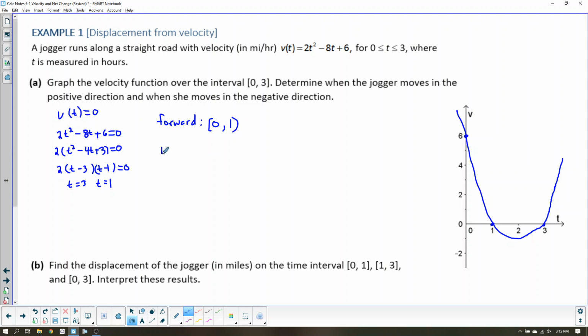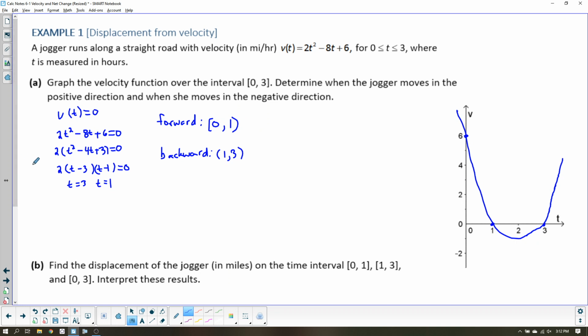Alright, I'm going to say backward for negative direction. So that's going to be between 1 and 3. And both of those would be open. Over here, the velocity is positive, but we're not going to include that because it's not in the interval that we're discussing for this one. Okay, so that's all we needed for part A.